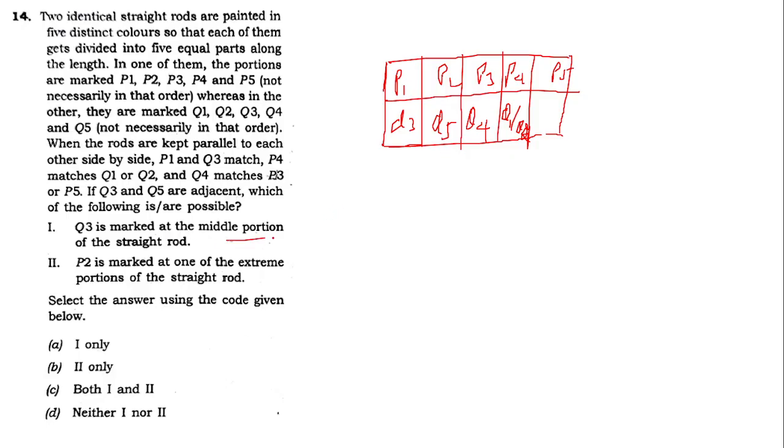Q3 is marked at the middle portion of the straight rod, absolutely possible, because P1, P2 are also not fixed. It can be any place, so it is possible. P2 is marked at one of the extreme portions, absolutely possible. Even this is possible. We don't need to draw this, just for reference I drew this, because it is told not necessarily in that order. So they can be in any order. So both statements are possible. We'll go with option C, both 1 and 2.